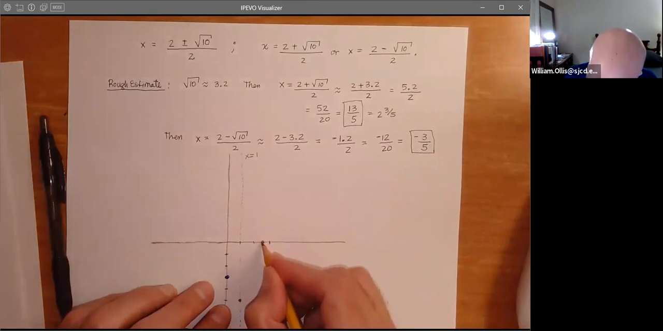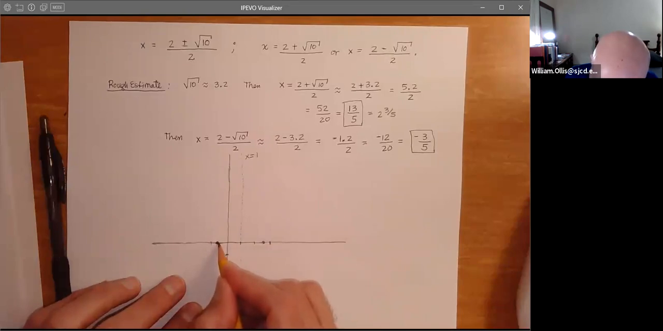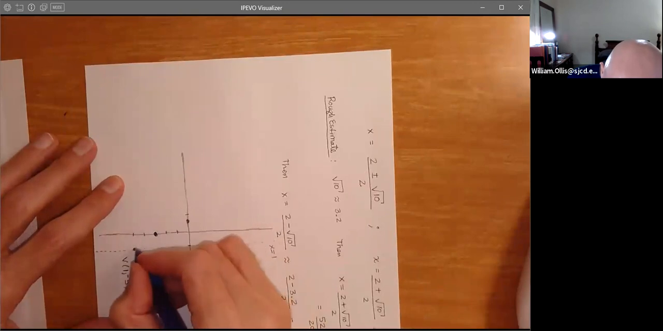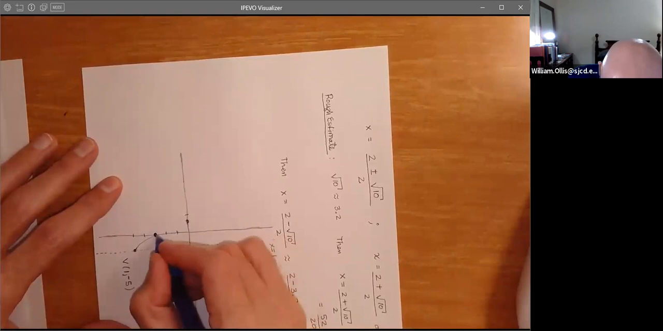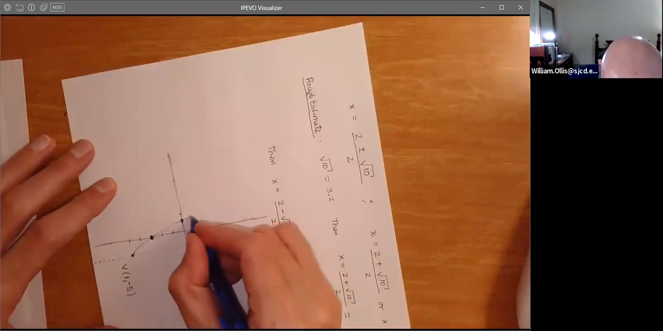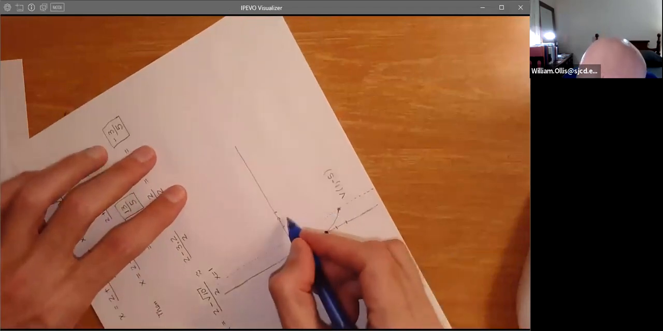That's what we need when we're trying to get a picture. And then -3/5. So let's go ahead and connect. We got enough points. This is what you'd like to do on your test. You give me a nice picture.